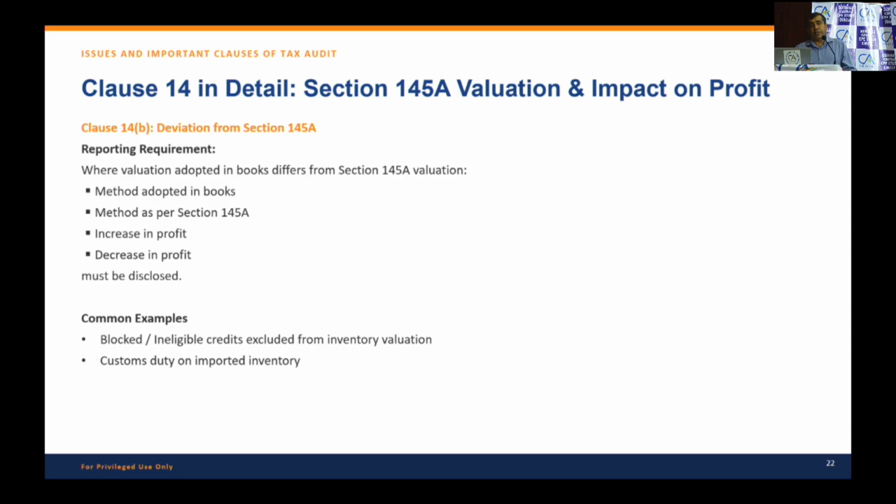Also there is a possibility that sometimes even the customs duties get missed, because those are paid separately. So blocked credits and customs duties on imported items is something one should keep in mind while valuing the input inventory.